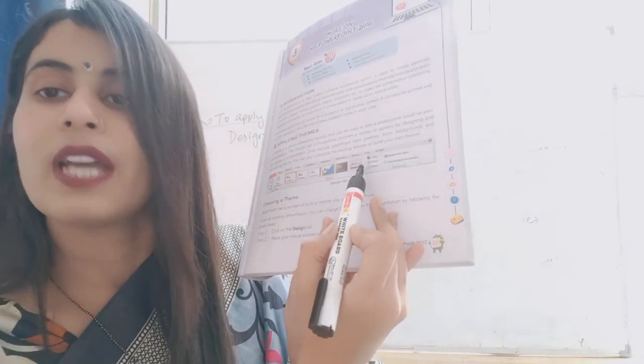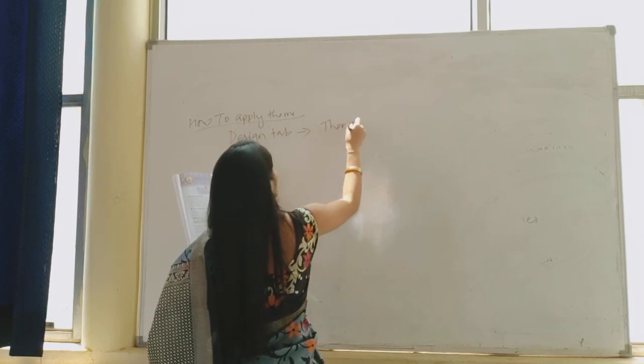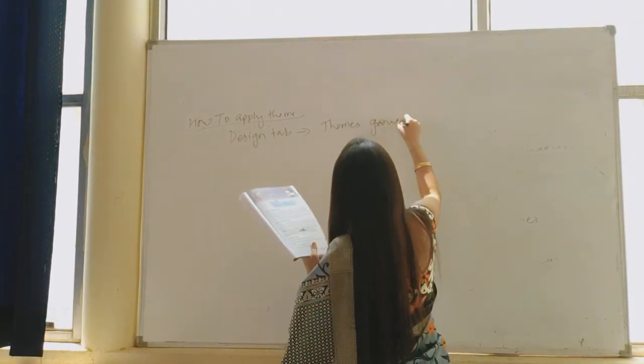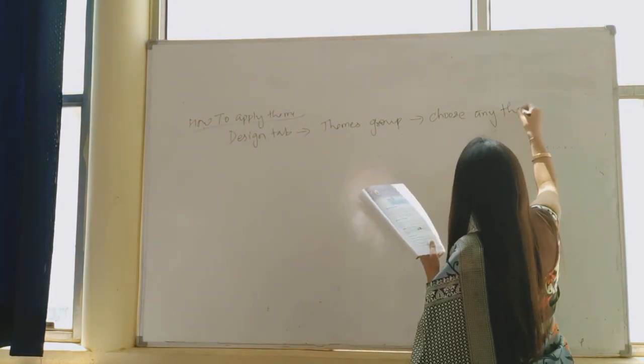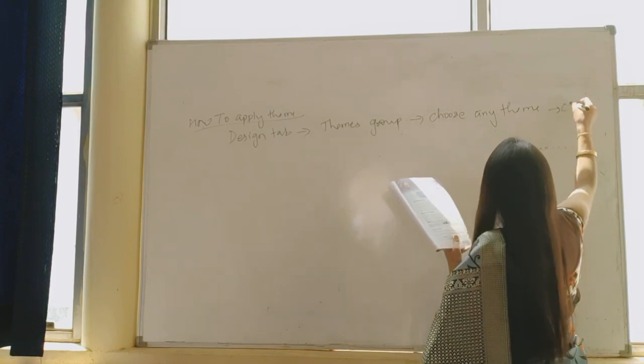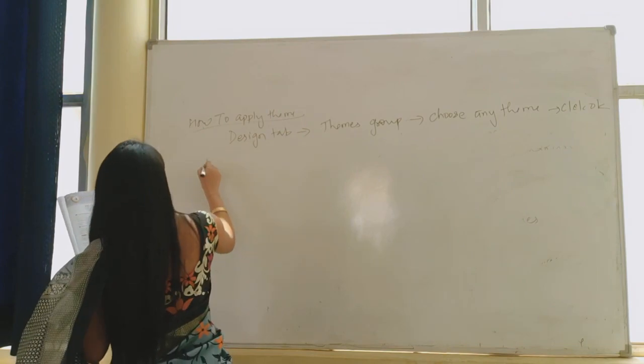Okay, a drop down arrow you will find here. When you click on this arrow, it will show you all the themes that are available in our PowerPoint software. You will choose that theme, then click on OK. So that theme will be applied to your presentation. Okay, so design tab, themes group, choose any theme out of all, then click OK. So this is the procedure for how to apply any theme.